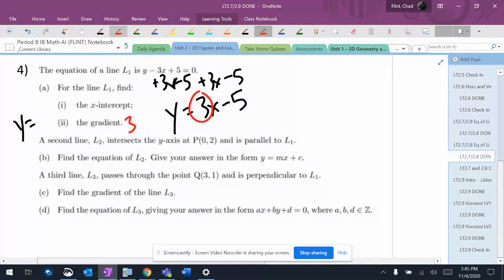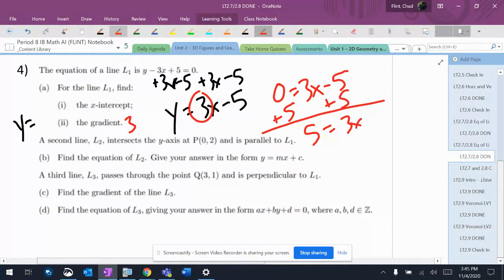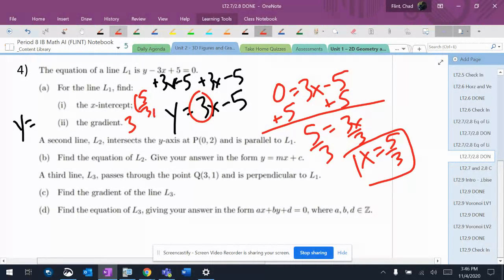The x-intercept is what happens when the y coordinate is 0. So 0 equals 3x minus 5. Add 5. So 5 equals 3x. Divide by 3. I'm going to leave it as a fraction. x equals 5 thirds. That means my x-intercept is 5 thirds, 0. All right, 5 thirds, 0.